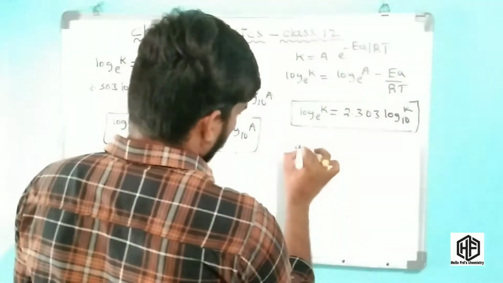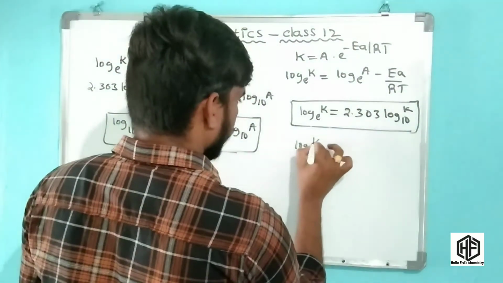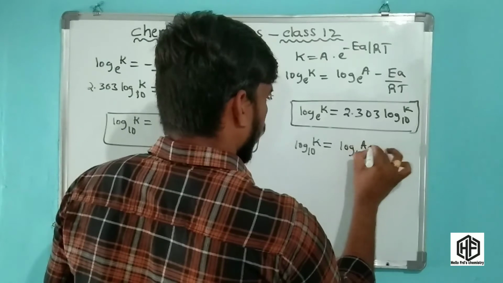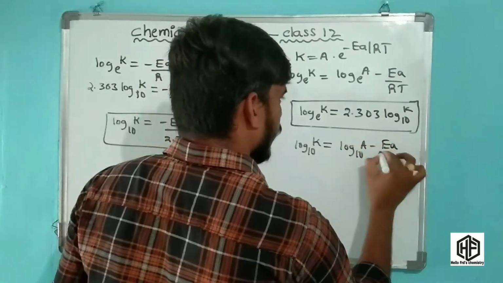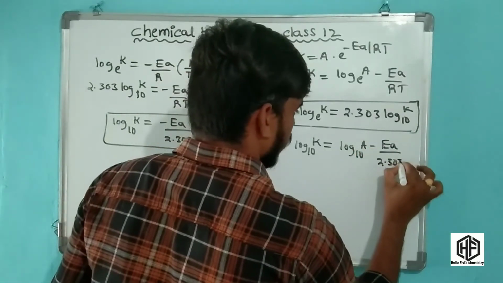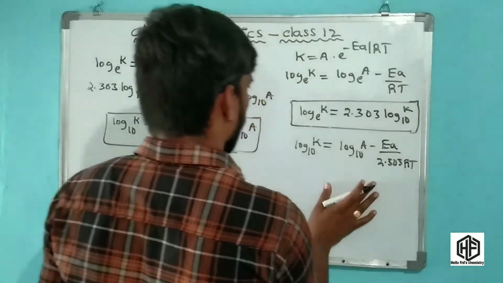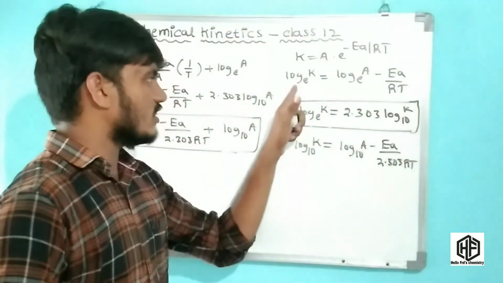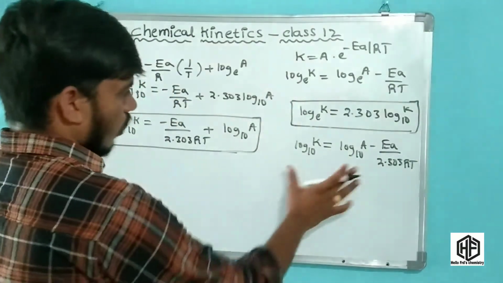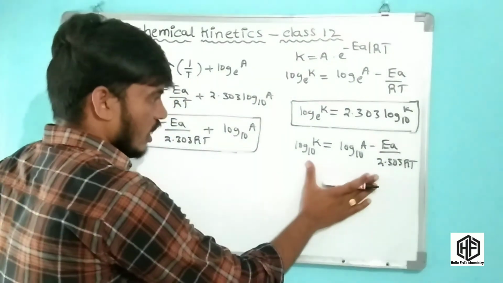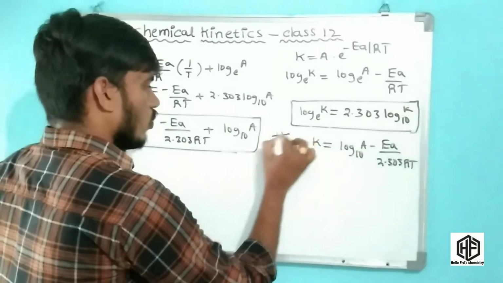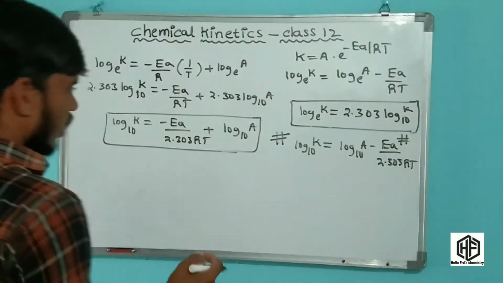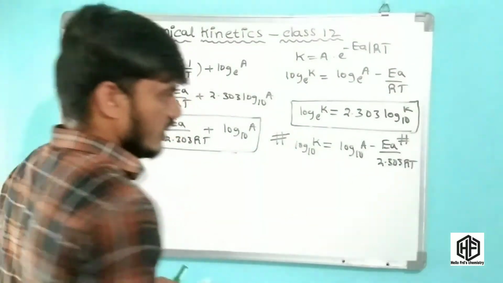Now log k = log A - Ea/(2.303 RT). This is one more important equation in terms of log base 10, as opposed to log base e. Now the graph representation of this is very important in competitive exams. Now how to draw the graph representation of this equation?